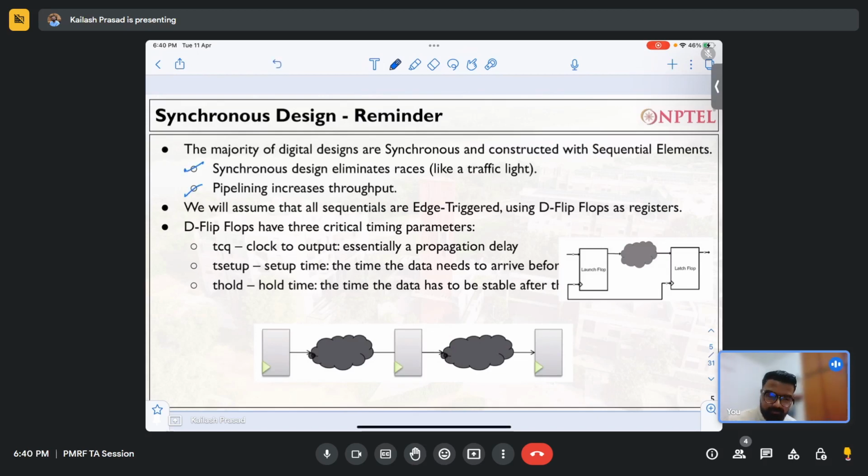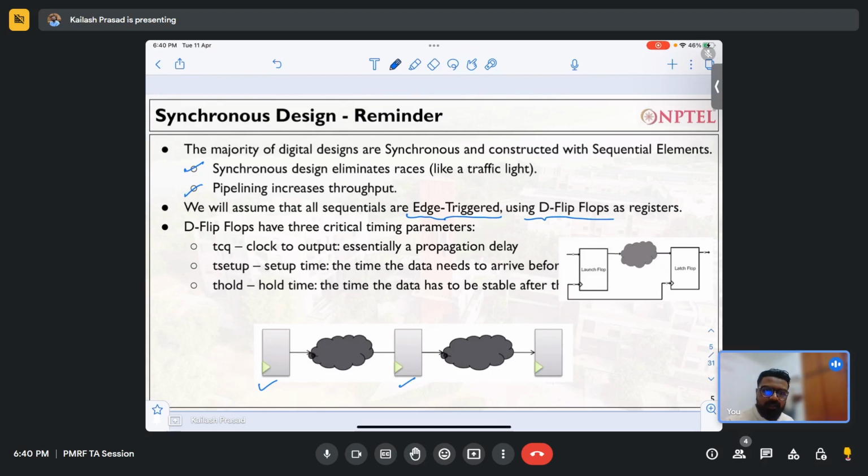We assume that all the sequential designs we have are edge triggered, using D flip flops as registers. So whenever we say we are using a flip flop, we will majorly be talking about the D flip flop, an edge triggered flip flop. Now the most important thing is the D flip flop itself in the timing. Whenever we talk about timing, we talk about the timing between two different flops. You can see over here there is one flop, and over here there is another flop.